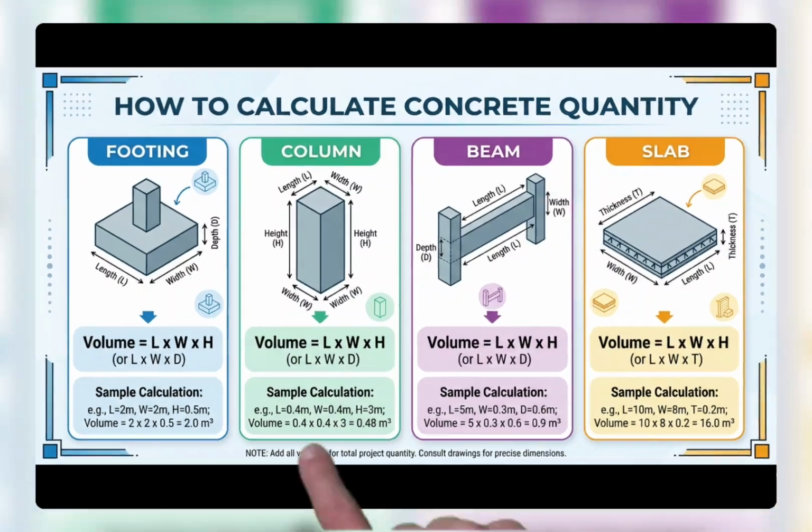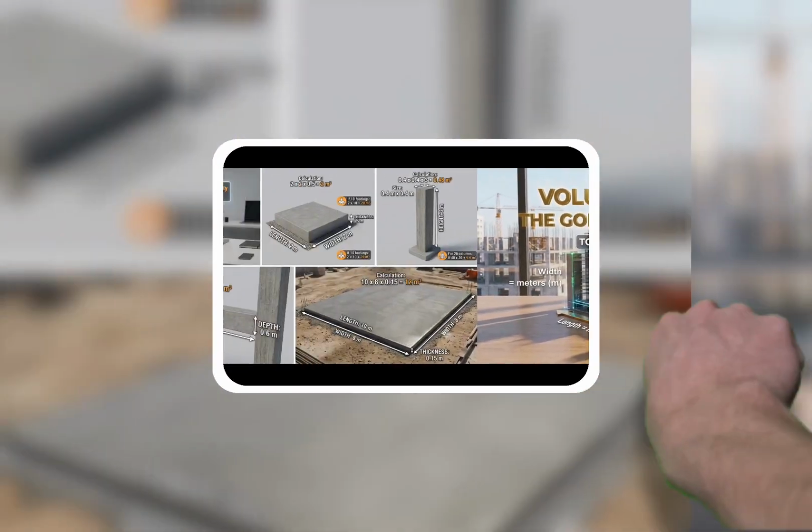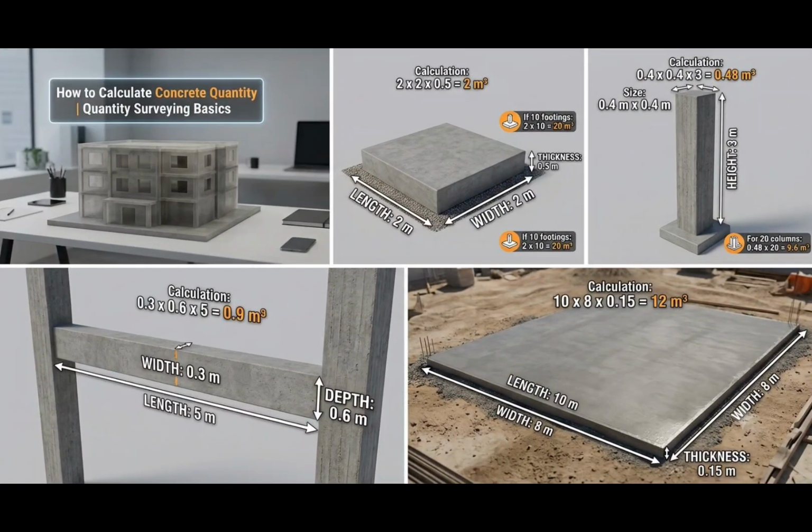So, let's begin. The first thing we need to know is the basic formula used to calculate concrete volume. Concrete quantity equals length times width times depth. The result is measured in cubic meters, or m³. This formula is used for almost every concrete element in a building, including footings, columns, beams, and slabs.